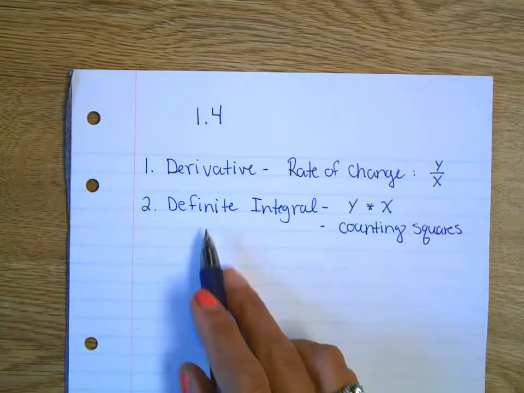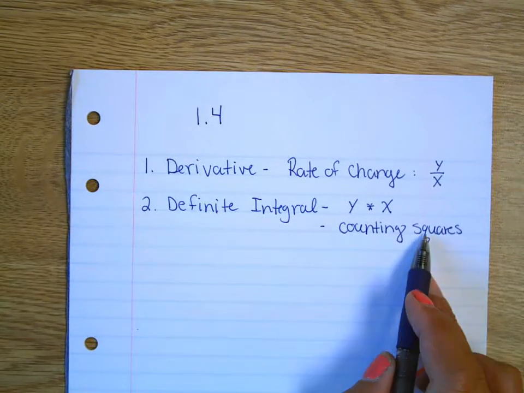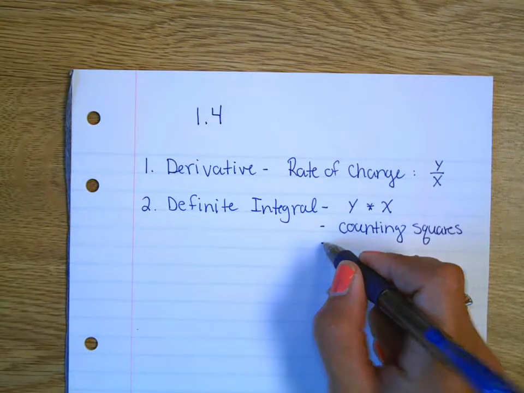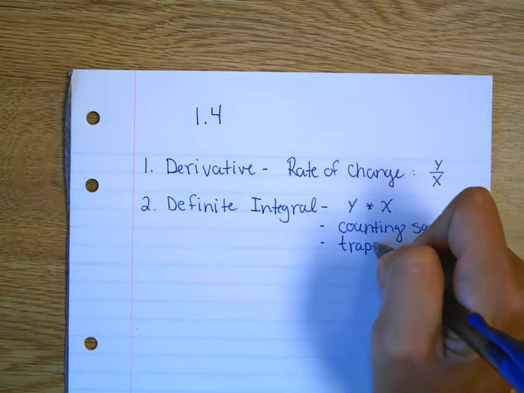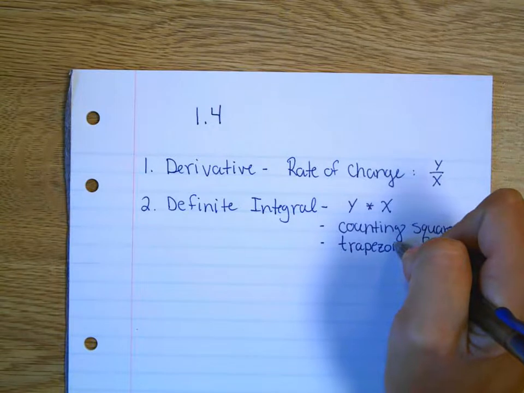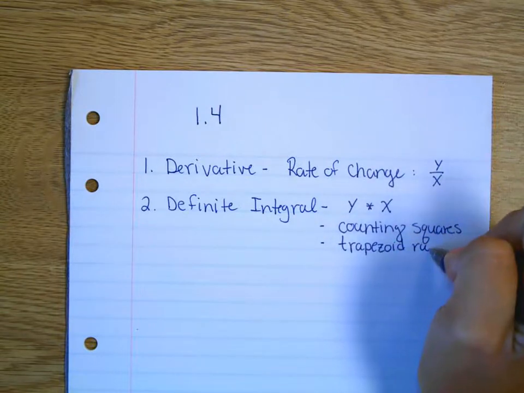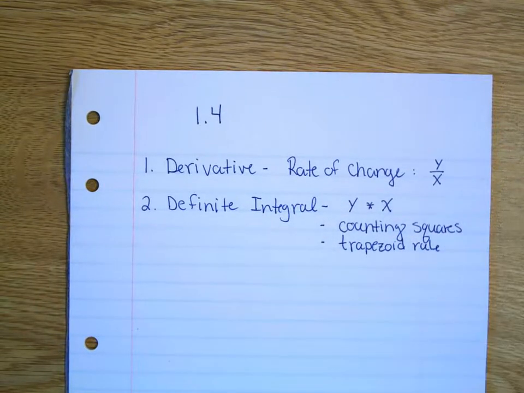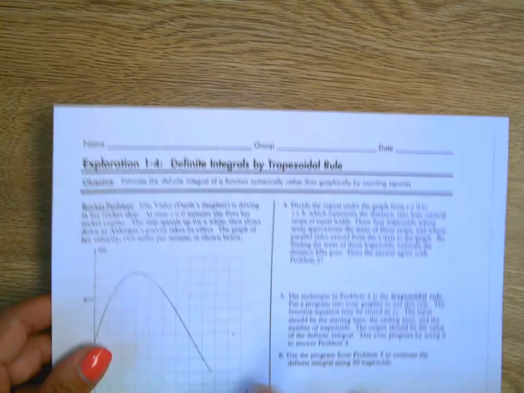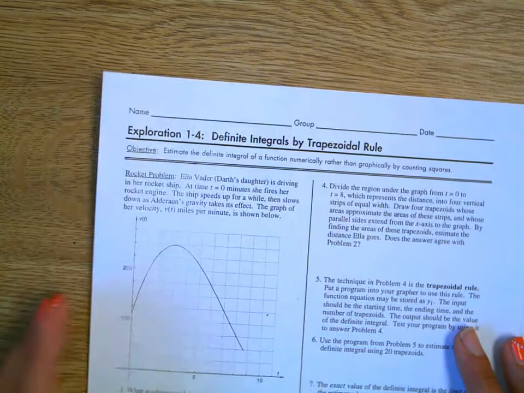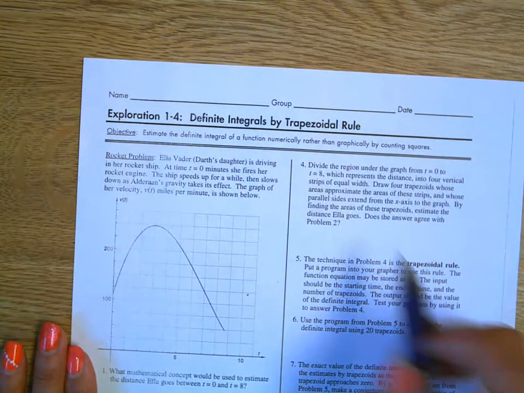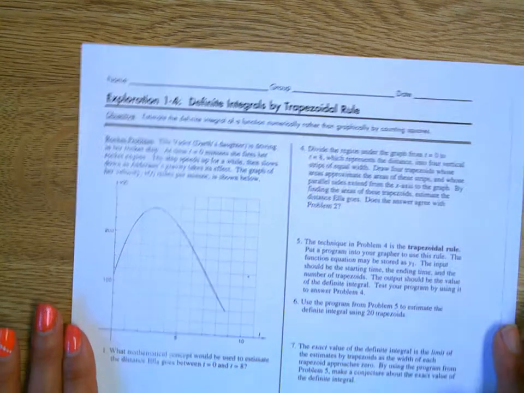What we're going to do today is do definite integral again, but a different way. And what we're going to use are trapezoids. So we'll call it the trapezoid rule. So if you find that this exploration sheet, remember we already did the 1.3 notes on the back side, we're going to go through the 1.4. And we'll learn what trapezoid rule is, how that works.